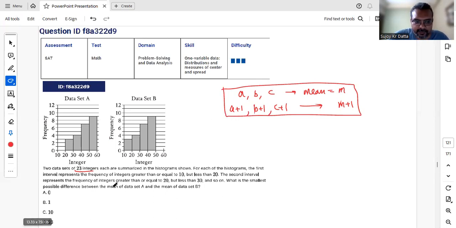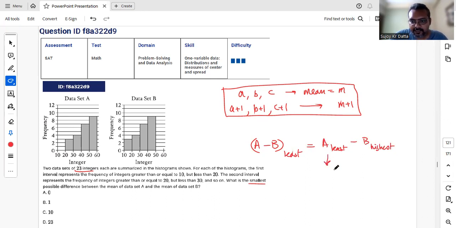So now to make the difference the smallest, and see set A has higher values, right? To make the difference the smallest, we need A minus B to be least. For that, we'll take the least possible value of A and subtract the highest possible value of B. That's how A and B will be closest, a small gap. For the least possible value of A, we will assume all these 10 values are 20 because 20 is inclusive. Here all are 30, here all are 40, here all are 50.